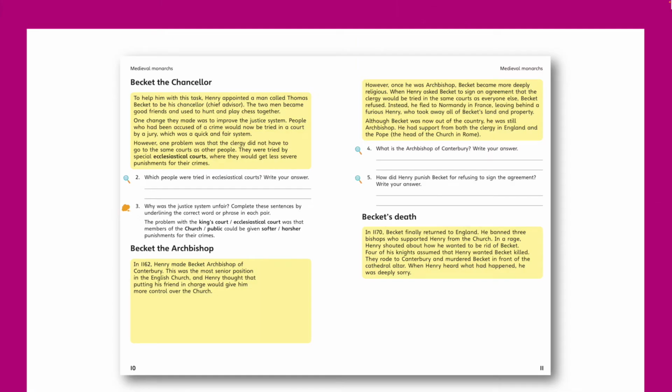Pupils will then learn about the tension between church and state, as Henry appointed his friend Thomas Beckett as Archbishop of Canterbury. Where power really lay in England became a source of conflict, as Beckett refused a number of Henry's demands, leading ultimately to Henry asking his court, "Will nobody rid me of this turbulent priest?" 4 of Henry's knights promptly rode to Beckett's cathedral and butchered him.